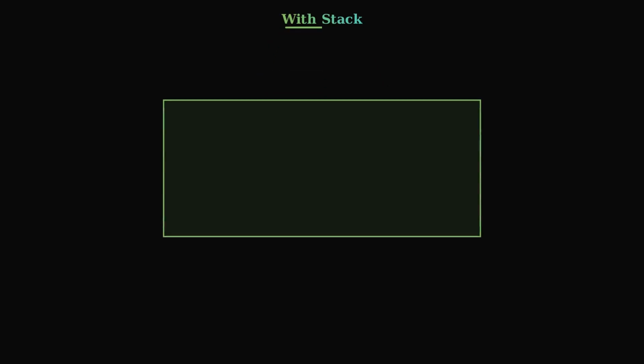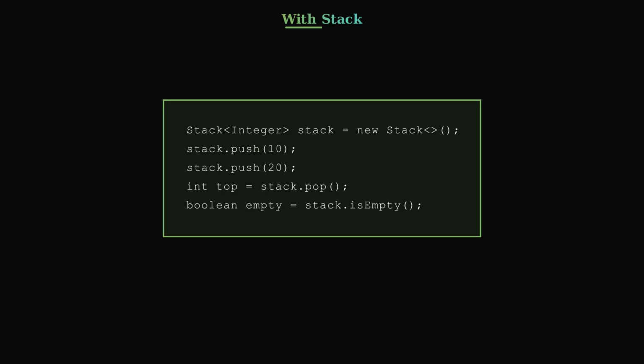With Stack, LIFO order. Easy push/pop. Built-in methods. Before, manual tracking. After, built-in stack.